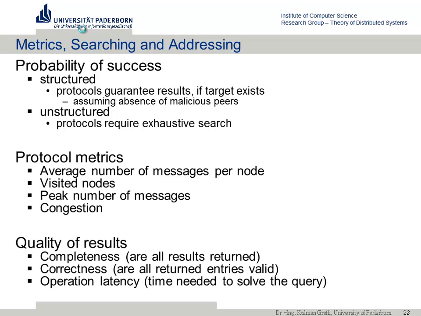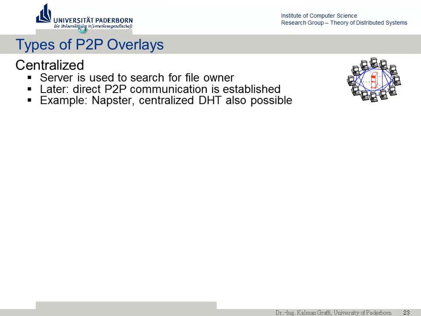And the quality of the results: how many results did you get, how many returned entries are valid, and how long did it take. These are the typical metrics to measure the quality of an overlay. This is not a look at the overlays that we will cover. Centralized overlays also exist. It's funny, but it can be done. You can have a Napster server, which keeps the index and just keeps the information which peer has which content, but later on the communication is still established directly.